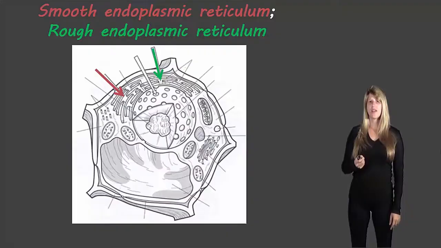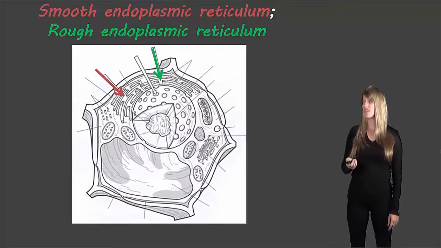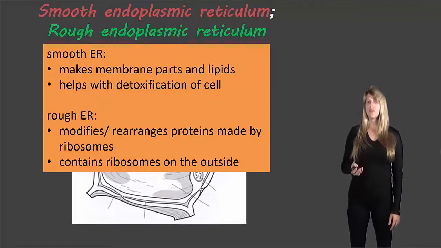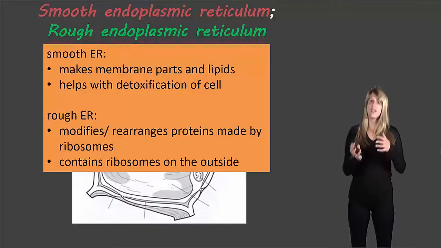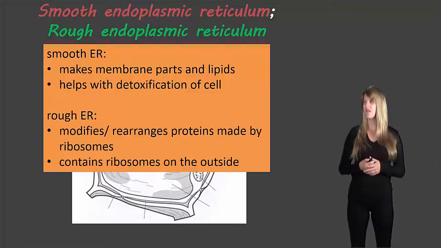We can see on the diagram of the plant cell, very similar, these smooth membranes that go back and forth, and there are dots on the rough endoplasmic reticulum and none on the smooth. So the role of the smooth endoplasmic reticulum is to make membrane parts and lipids, and it helps with the detoxification of the cell. The rough endoplasmic reticulum modifies or rearranges the proteins that are made by ribosomes, which we'll look at in a minute, and it contains ribosomes on the outside.